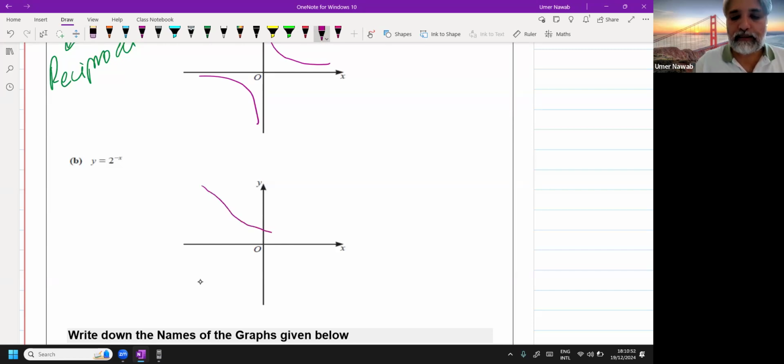Be careful, the x-axis is the asymptote. Don't try to touch the curve with the x-axis because the curve cannot touch the asymptote. Now, where is the y-intercept? It is obviously 1 because if you substitute x equals 0, 2 raised to power 0 is 1. So any such y-intercept will be 1.